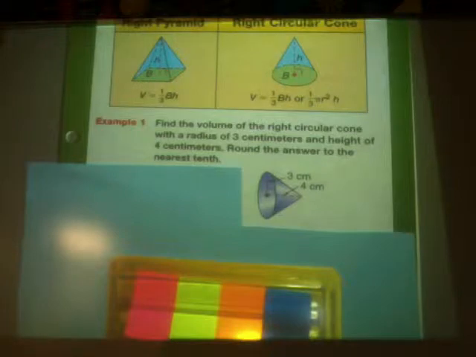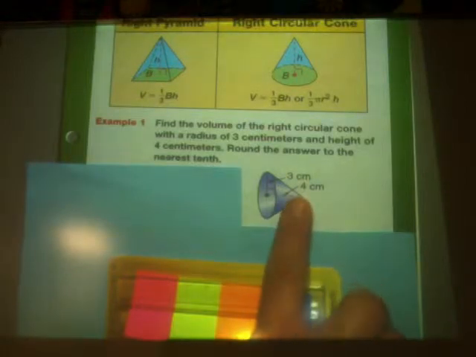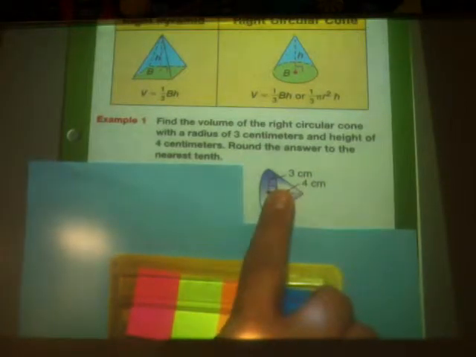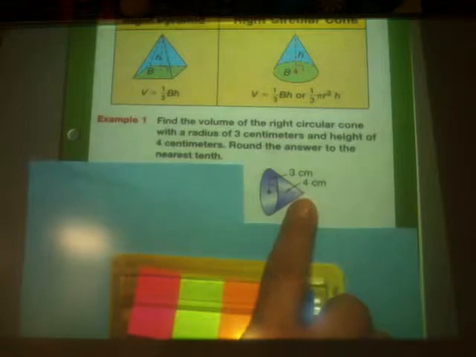So what's your volume for this? What pi? Well, your pi r squared, right? Your radius is 3, correct? 3 squared is 9. That's 9 times 4. And then divided by 3 because it's a third.